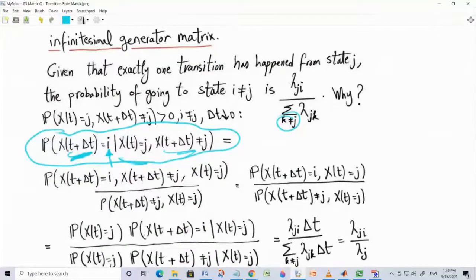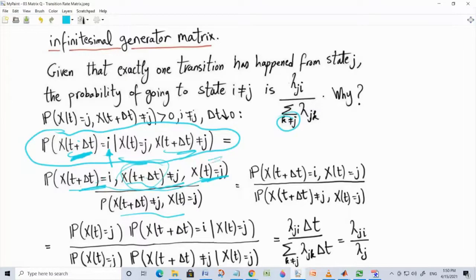As in many things in Markov chains, you apply Bayes, total probability, stuff like this. So here let's apply Bayes. This is the probability in the numerator, this is the denominator. In the numerator we have three events: x of t is equal to j, x of t plus delta t is not equal to j, x of t plus delta t is equal to i. If you know that x of t plus delta t is equal to i, this guy here becomes its probability equal to 1.